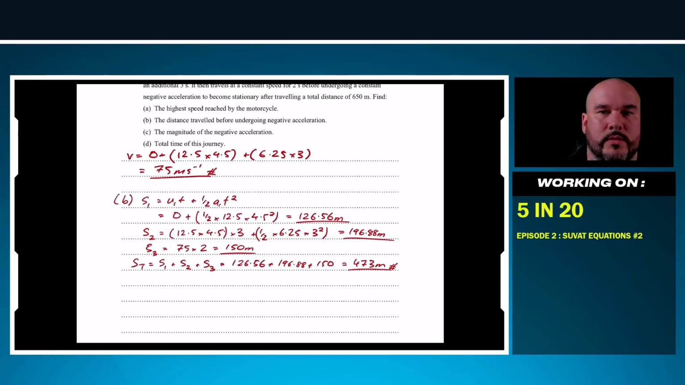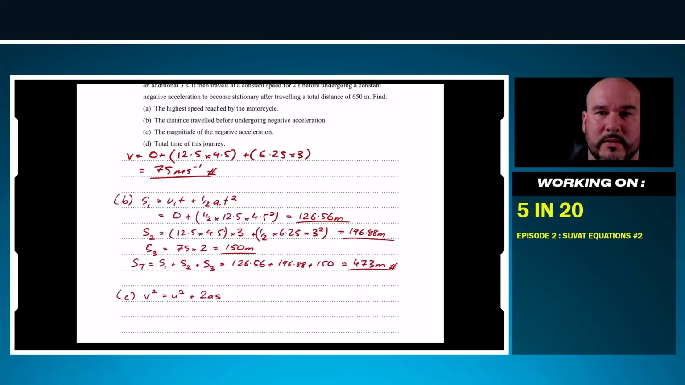Now, what we do know is that it's the total journey. So all 4 types of motion, the high acceleration, low acceleration, constant speed, and then the negative acceleration, the sum of all the distances adds up to 650 as per the question. The first 3 legs add up to 473. So the distance covered during the last leg is 650 minus 473.